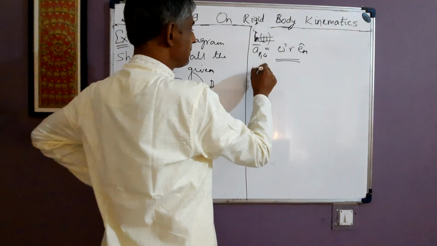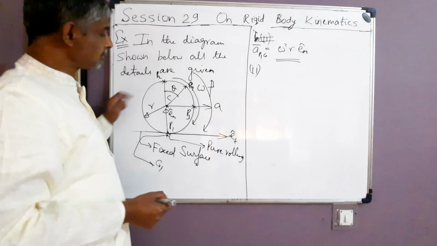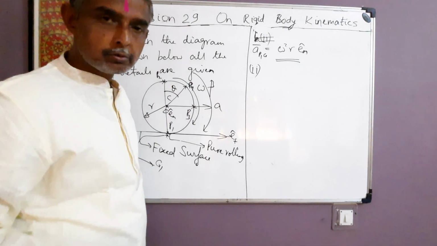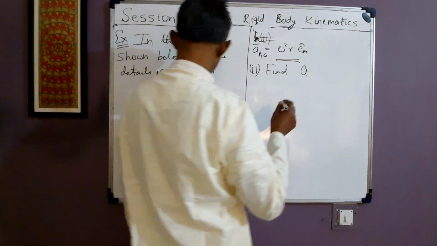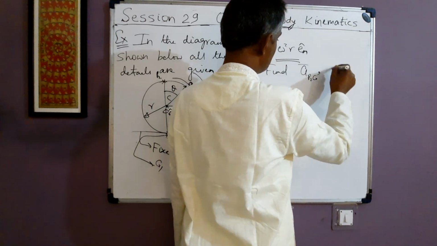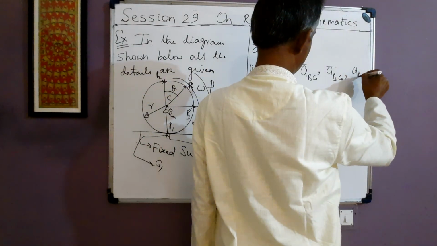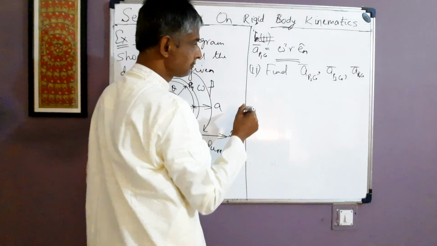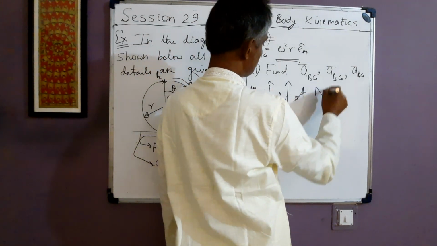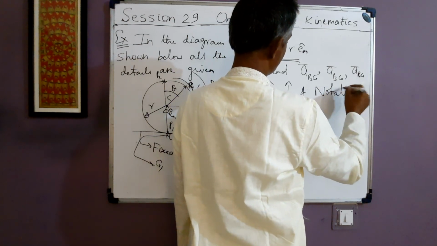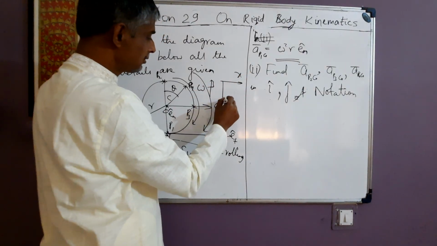Now I take the second part of the question. The second part of the question is: find the accelerations of the points P2, P3 and P4 with respect to ground in i j k notation. Find A P2G, A P3G and A P4G, G meaning ground, in i hat j hat notation, where the coordinate system is as shown here: x axis rightward, y axis downward.